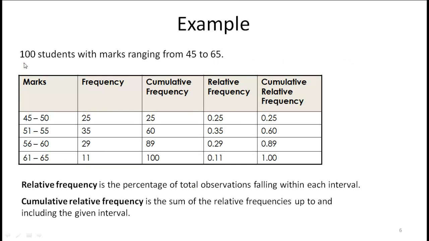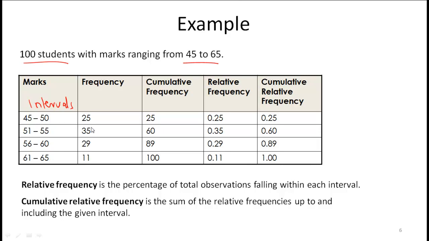Say you have 100 students who take an exam, and their marks range from 45 to 65. The first thing that you do is create your categories. So 45 to 50, 51 to 55, 56 to 60, and 61 to 65. So these are your intervals basically.